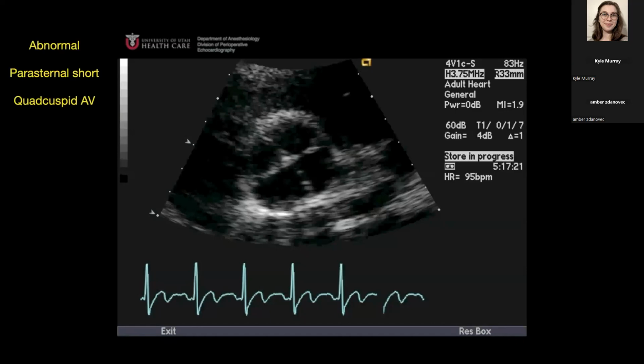This is actually a quadcuspid aortic valve. So not the most common, but you can have unicuspid and you can have quadcuspid. I think Pagel has a video of a pentacuspid, so a 5 leaflet valve. Yeah, he just published it.